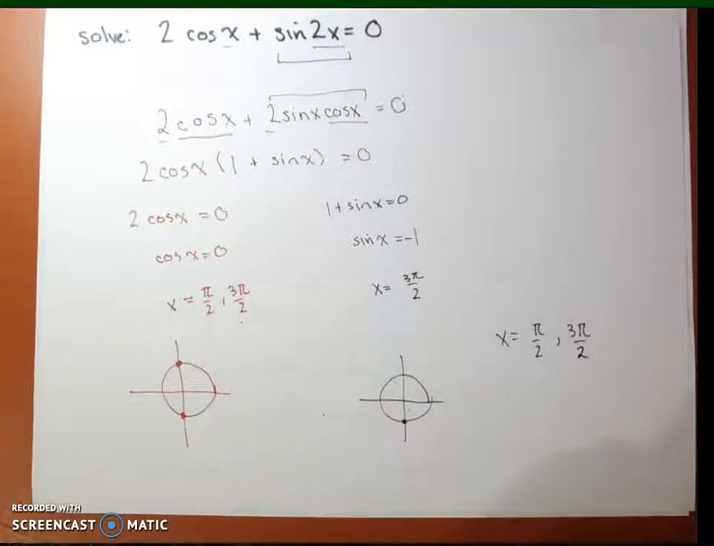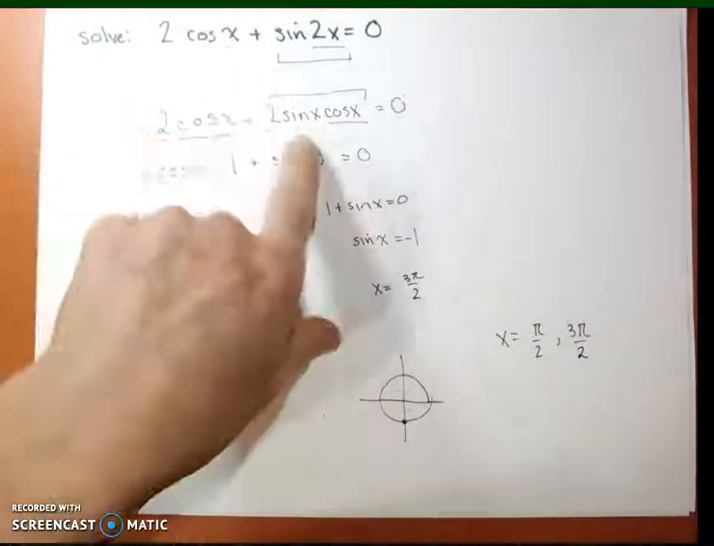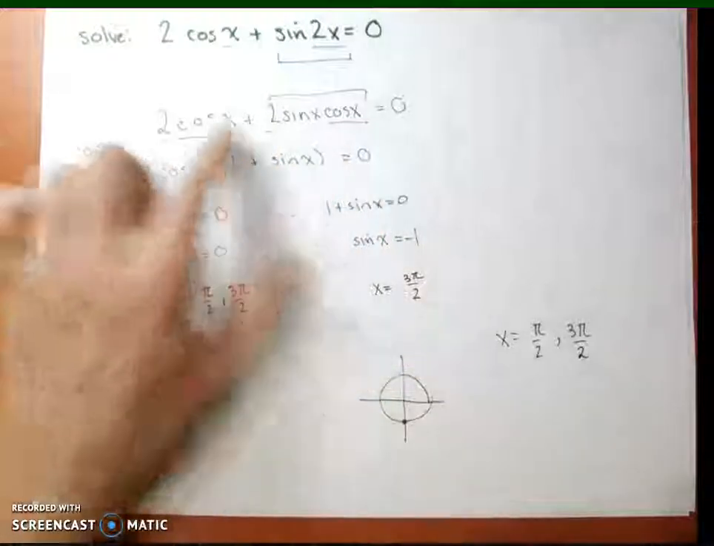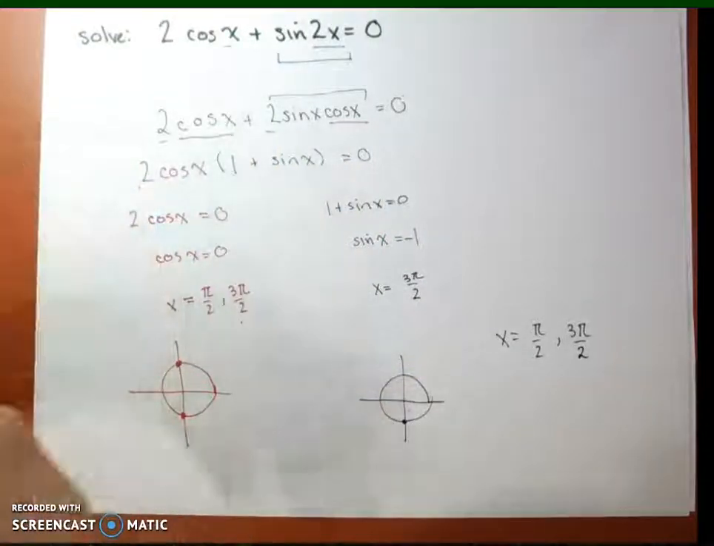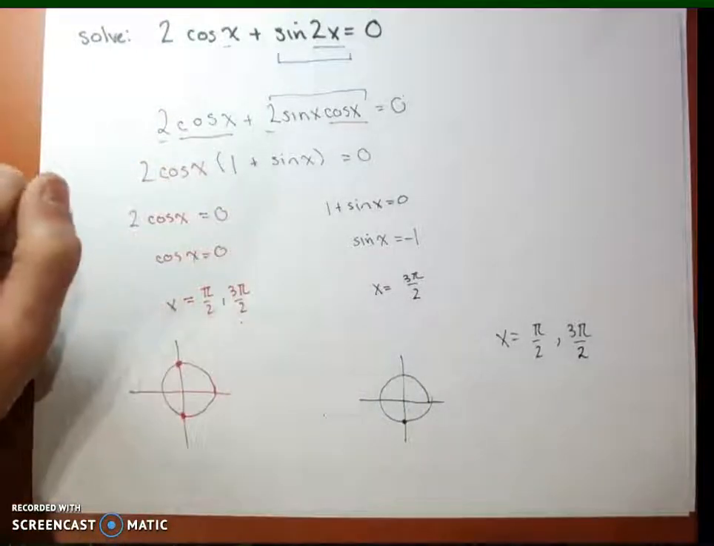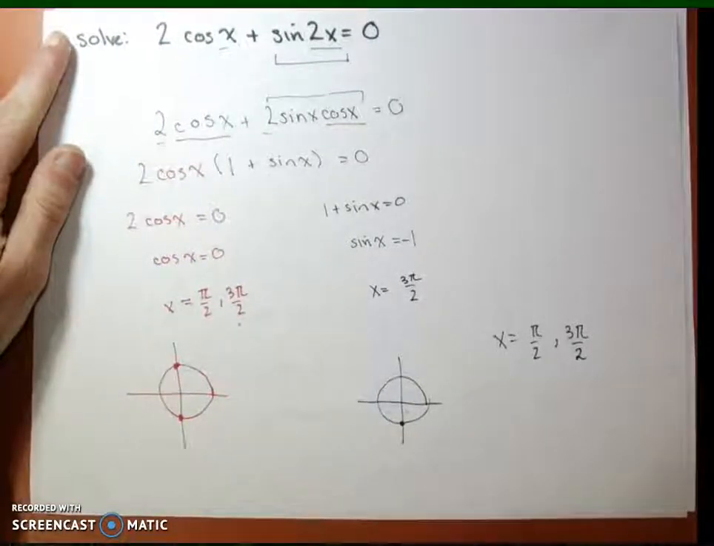And so we couldn't solve the equation until we used the double angle formula, but then once we used the double angle formula, we had an equation which we knew how to solve using the strategies from the last section, just factoring, setting each of the factors equal to 0, and solving by using the unit circle.